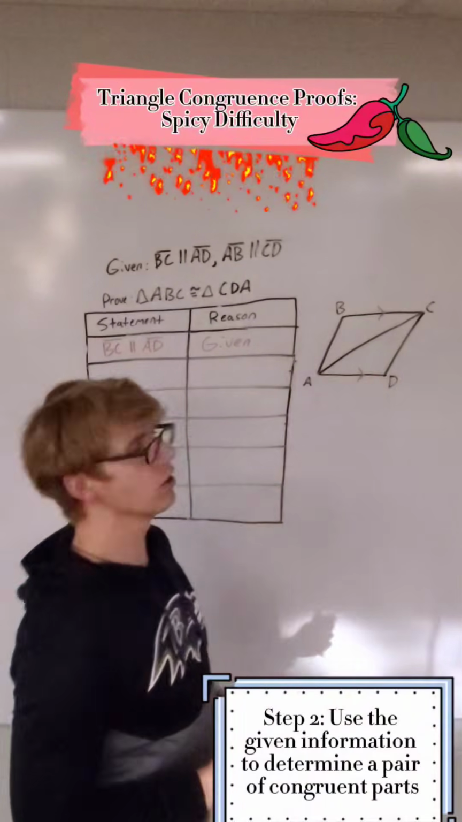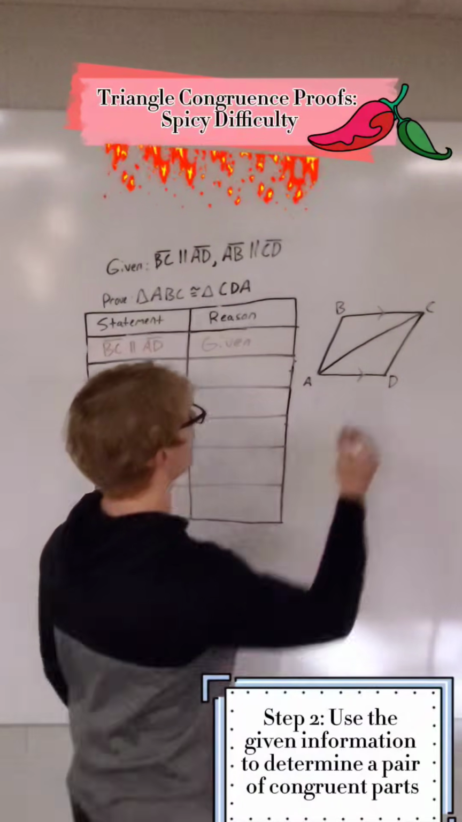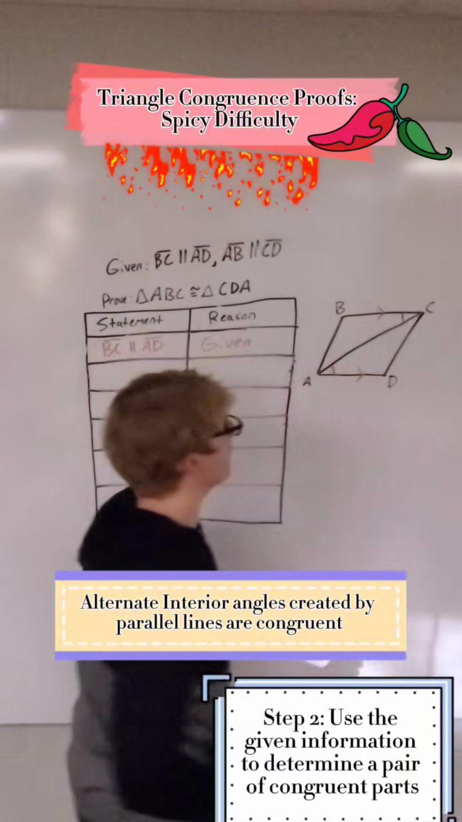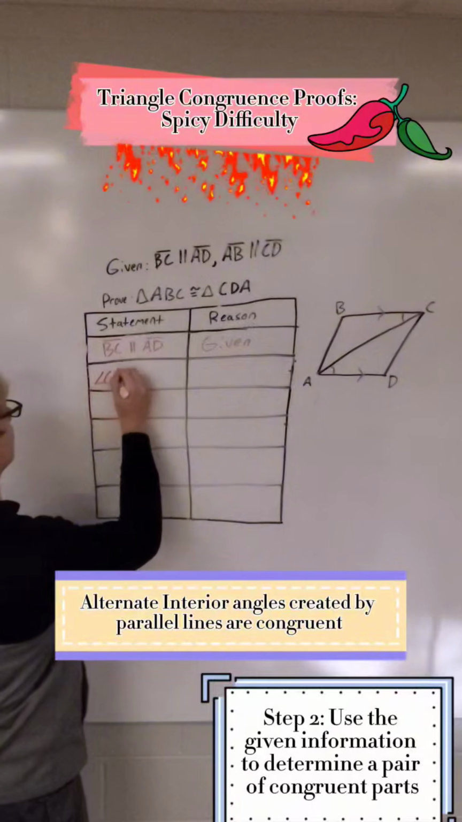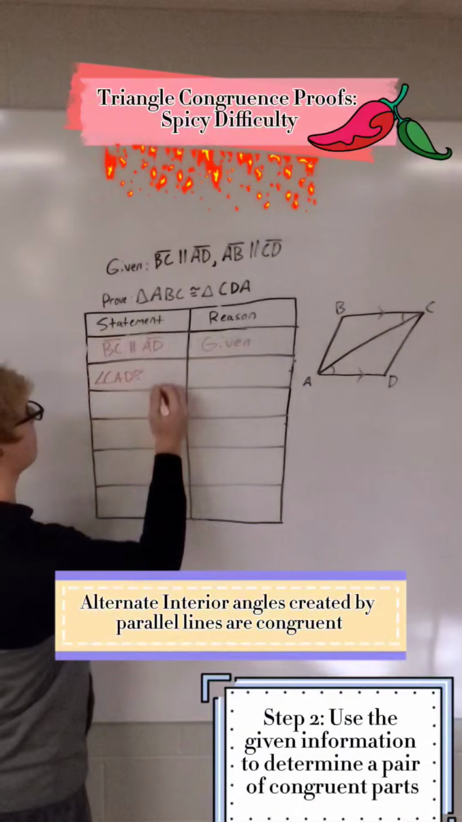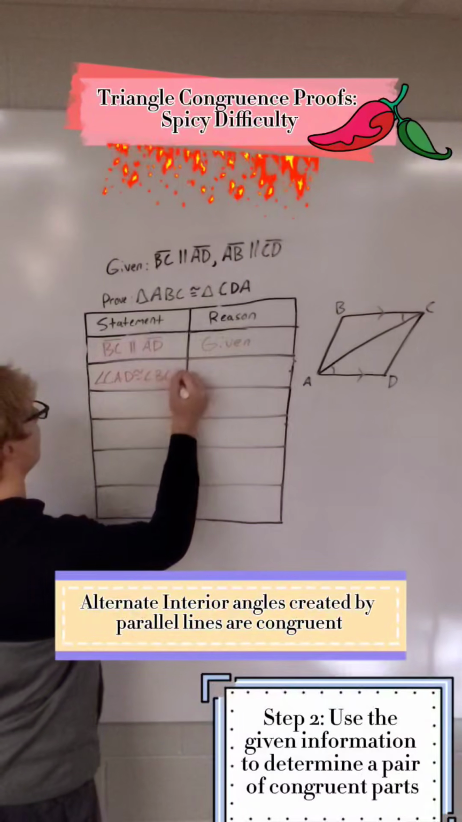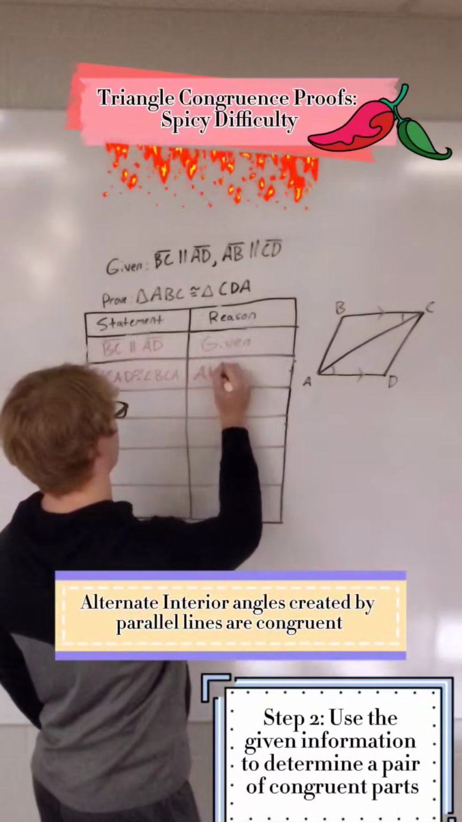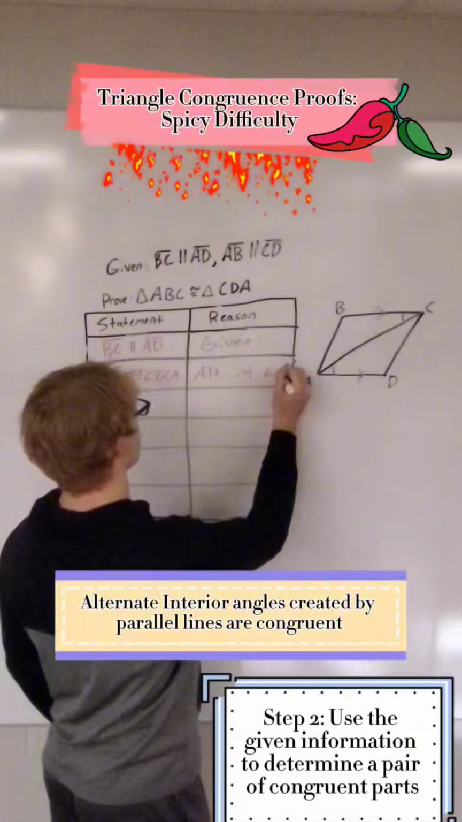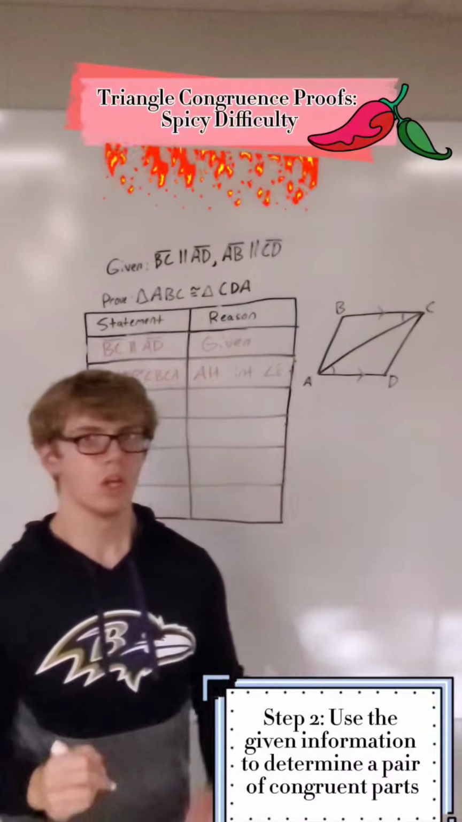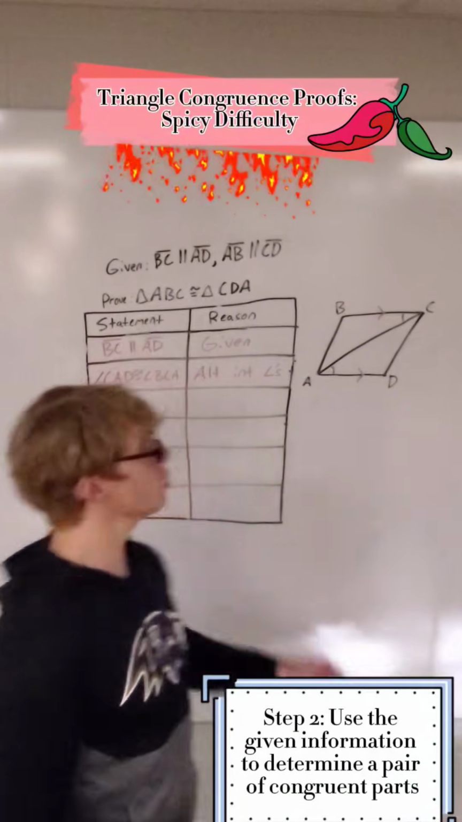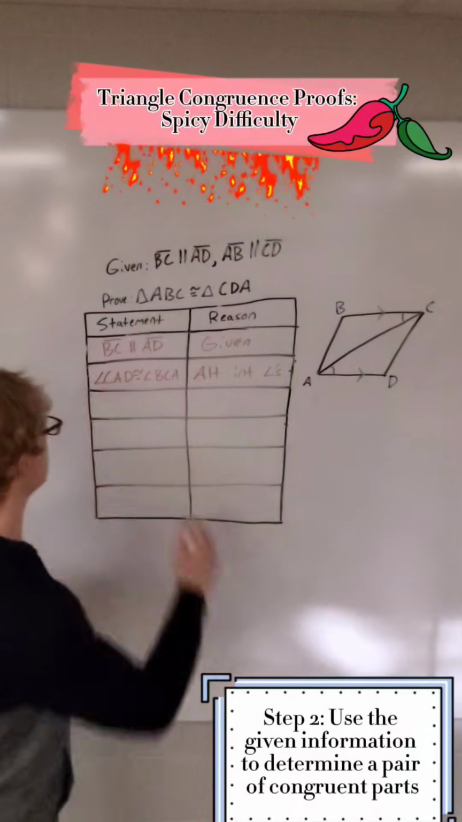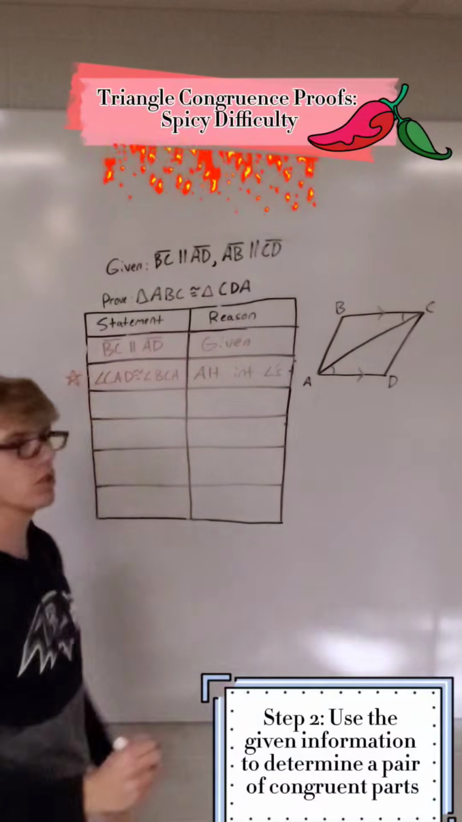Notice how these are parallel, right? And we have a pair of alternate interior angles right here. And that's going to be angle CAD being congruent to angle BCA. And the reason for this would be alternate interior angles. I'm going to abbreviate everything, but it's alternate interior angles. That's a congruent statement. We're getting somewhere. We're trying to prove that triangle ABC and triangle CDA are congruent. We need three pieces of congruent pairs to do so.